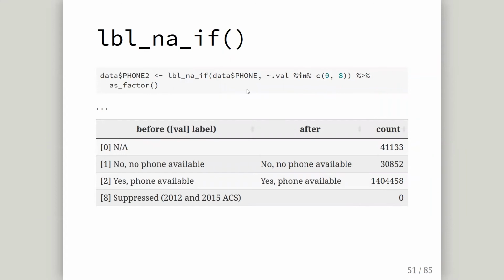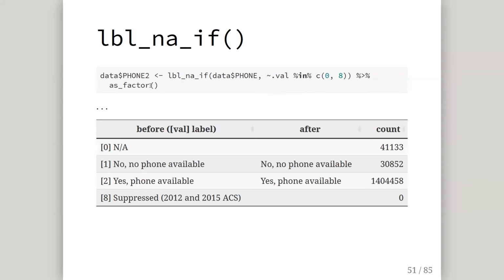LabelNA and these helper functions support a special syntax that we see here for referring to the value and the label of the original variable. So I use the .val variable to refer to the value of the variable, and the .lbl or .label variable to refer to the label. And so here, this basically can be read as create a new variable called phone2 by recoding variable phone to NA or to missing if the value of phone is 0 or 8.